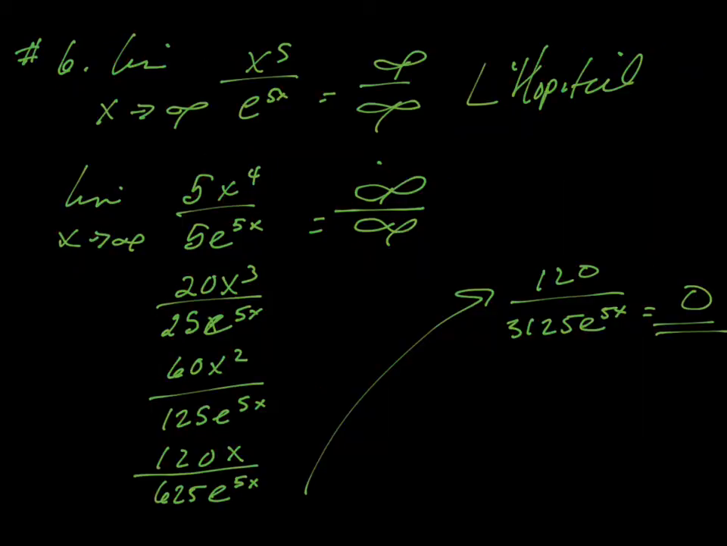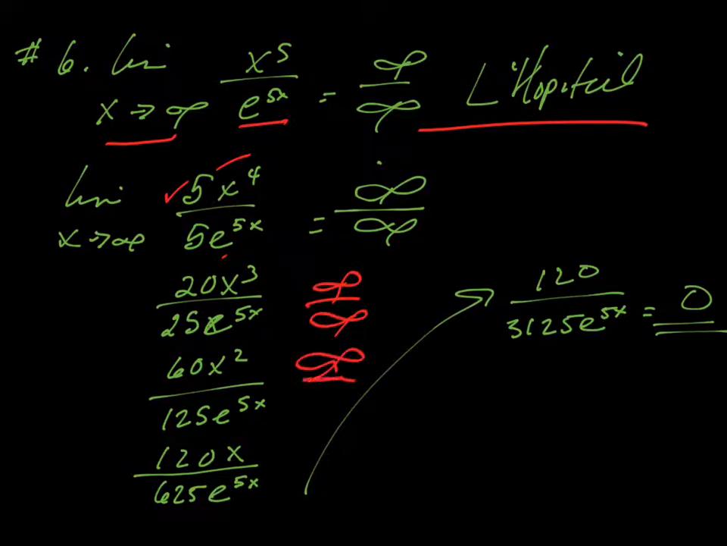Number 6 switches to infinity. You have x to the 5th over e to the 5x, and that would be infinity over infinity, which is also L'Hopital. Look, I got Christmas going on. So look what's happening. I have to get way down, so next derivative gives me 5x to the 4th over 5e to the 5x. That's still infinity. Do it again, still infinity over infinity. Do it again, infinity over infinity.